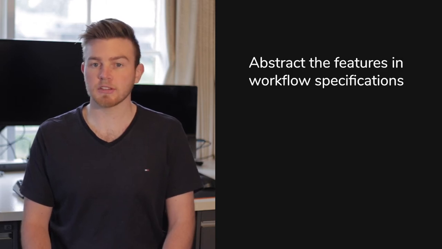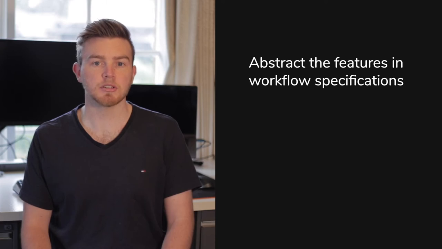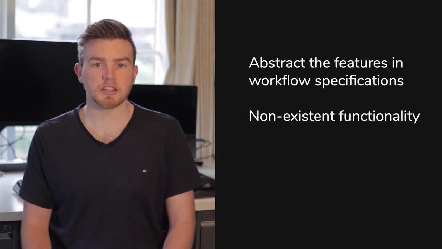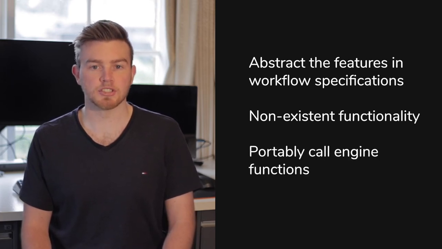Today, I'll talk about three challenges that we face when building the translation component of Janis. How does Janis abstract the features and workflow specifications, like in CWL and WDL? What do we do when functionality doesn't exist in the target specification? And I'll specifically discuss how Janis allows you to portably call engine functions.